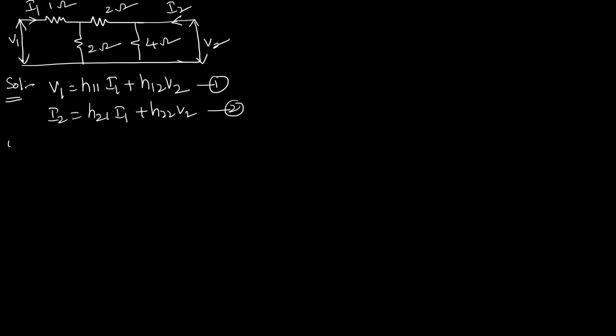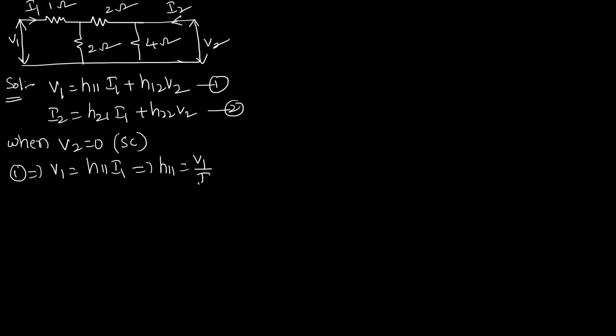First, what condition can we apply? When V2 becomes 0, what happens? It will be replaced by a short circuit. From equation 1, V1 equals H11 into I1, so H11 equals V1 by I1. V by I unit is ohm. Now from the second equation, I2 equals H21 into I1, so H21 equals I2 by I1. So no dimension, a dimensionless parameter.